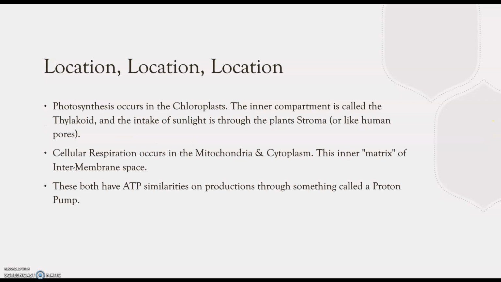And as always, the good old question is location, location, location. So photosynthesis occurs in the chloroplast, and this inner compartment is called the thylakoid. And the intake of sunlight comes through the plant's stroma, or if you want to think of it in a different way, human-like pores, just through a plant's pores.